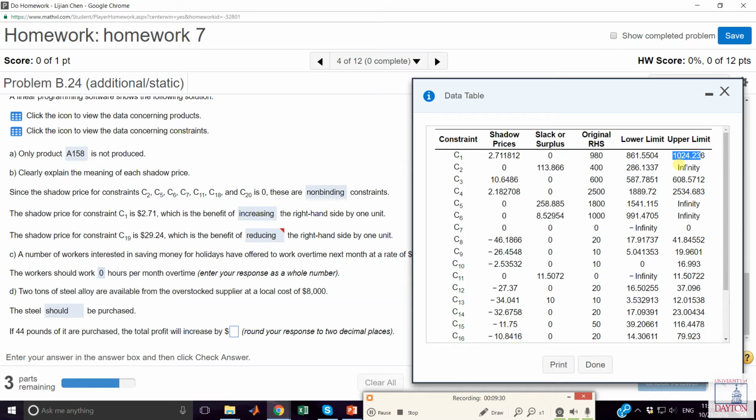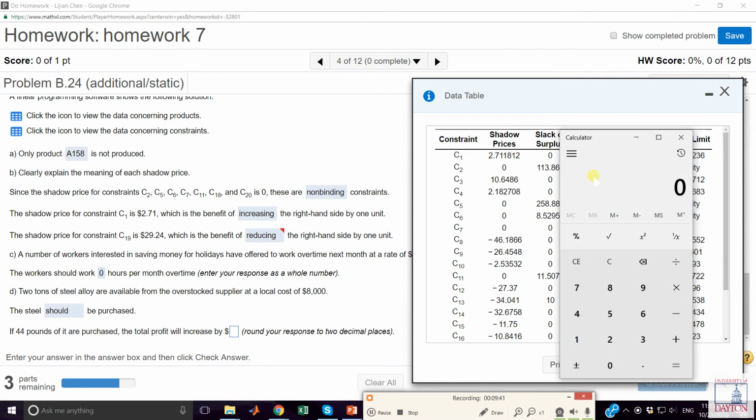So that means the new number still stays in the range. So if you buy 44, what's the number? We can find it out.